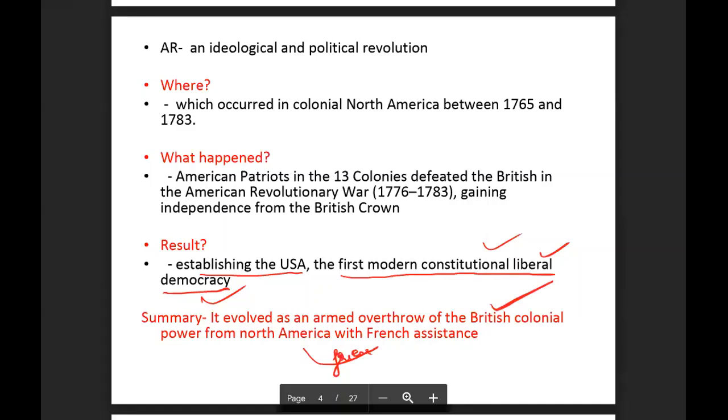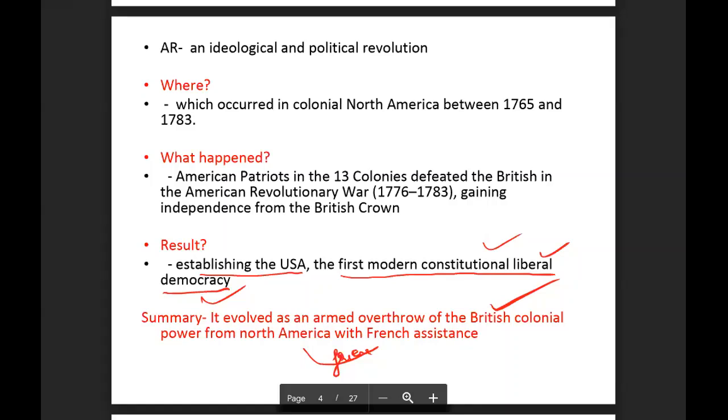They tried to send the British out, and that is how the American Revolution happened. They got independence and made the first modern constitutional liberal democracy and established the United States of America, the states coming together and joining. This is the synopsis of the American Revolution. Then we are going to see what things happened in between. Finally, they got independence. This is the crux. This slide is very important. You should know it in and out so that it is very easy for you to come to an answer.